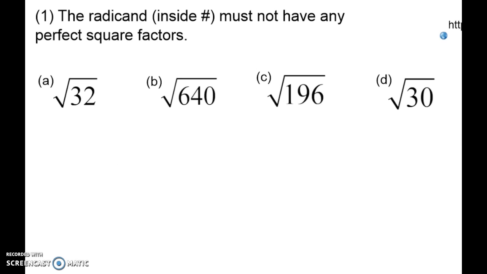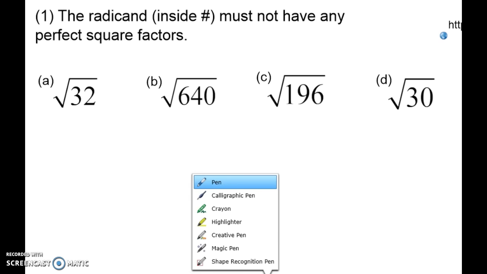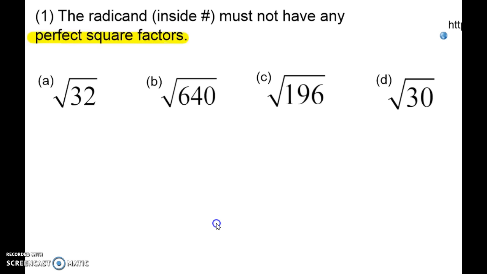Let's start with the first case. The first situation says the radicand, or the number inside the radical, must not have any perfect square factors. Let's say example A is 32. When I break 32 down and look at its factors, the best way I like to do it is with a factor tree. If I break the square root of 32 down, there are many different ways, but the first one that comes to my mind is 2 and 16. I'm going to stop right there because I know that 16 is actually a perfect square. One side note: you do need to know your perfect square factors.